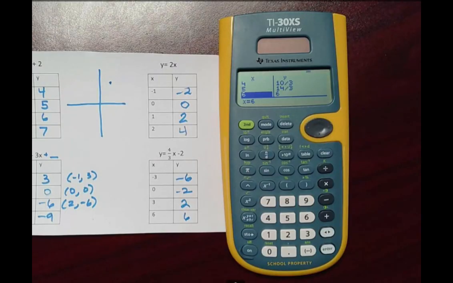And that's what we'll be doing in the next video: we'll be taking an equation in slope-intercept form. We'll be using the table button to get a list of points, and then we'll put those points on the graph and sketch the graph.